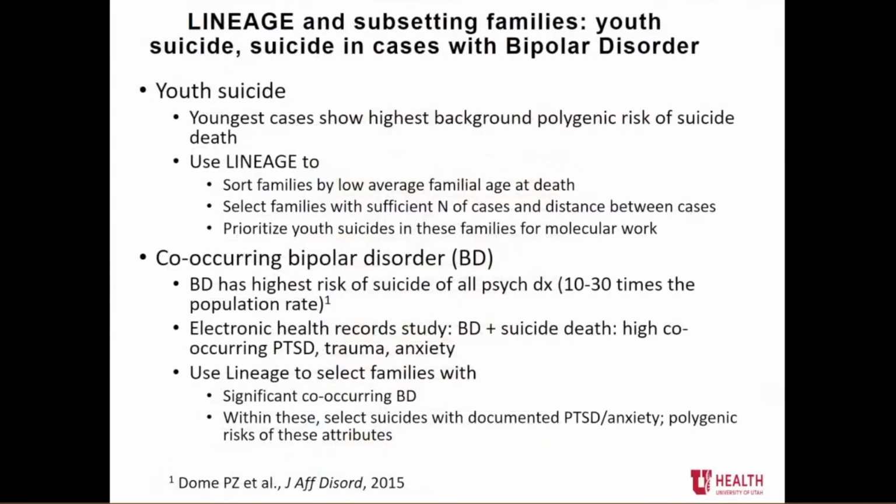So those are some fairly specific examples. We're also using lineage for some more general examples. One of these would be really trying to prioritize youth suicide. Younger cases really show very high polygenic risk of suicide death, so they seem to be sort of genetically enriched. And we've been using lineage to sort by family, just using that low average family age at death to select families that look like they have the most statistical power for additional molecular work.